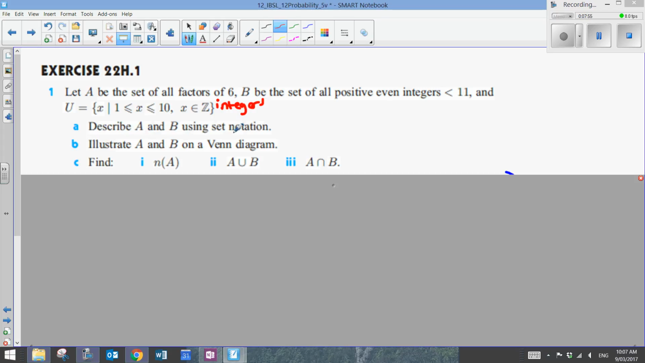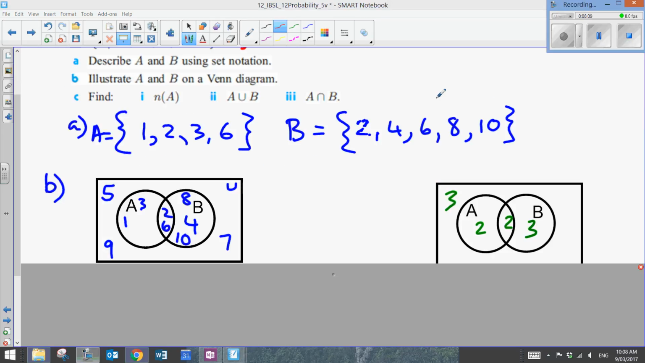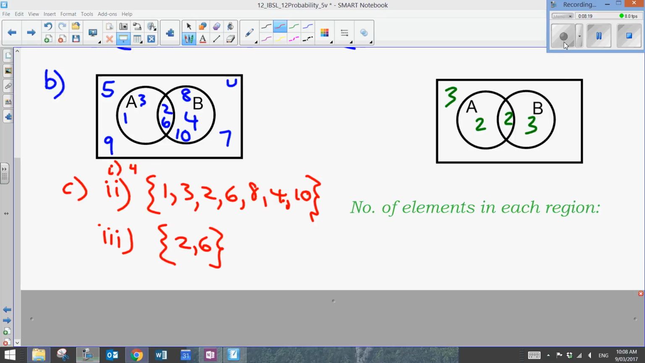Describe A and B using our notation. Show them in a Venn diagram, what values you actually have. And then let's go ahead and find the number of elements in A union B, and A intersect B. When you're ready, go ahead and check that you agree with our answers to A and B. And then part C.